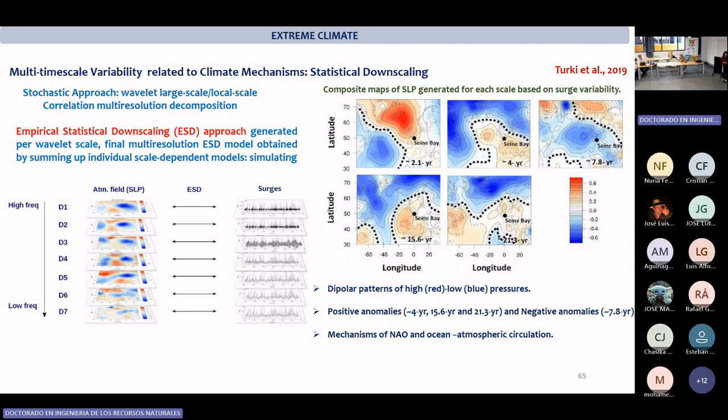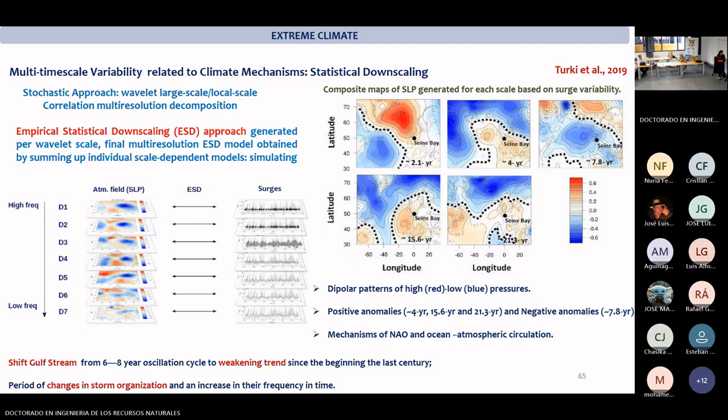So we have this connection, I explain again. And we have demonstrated in this part that such variations are related to the shift in the Gulf Stream between 6 and 8 years. I said before that 6 years is very famous in many variable systems in the world. And it's really correlated to the weakening trend of the Gulf Stream variations.